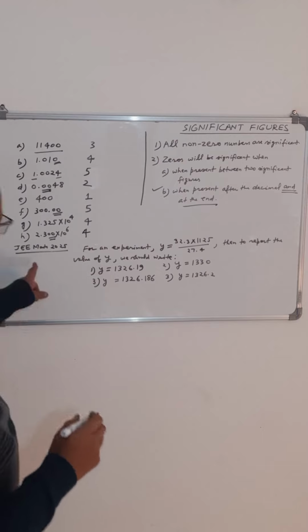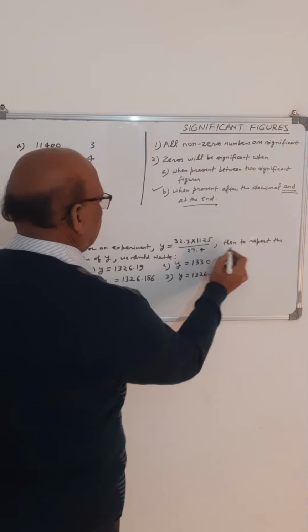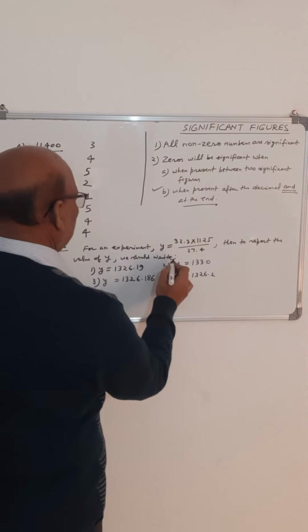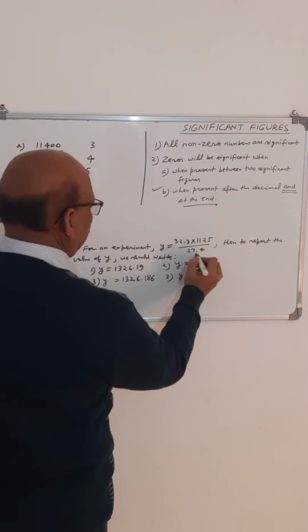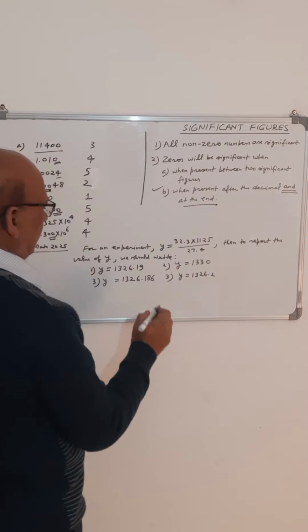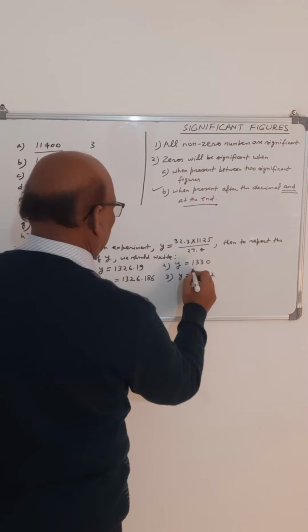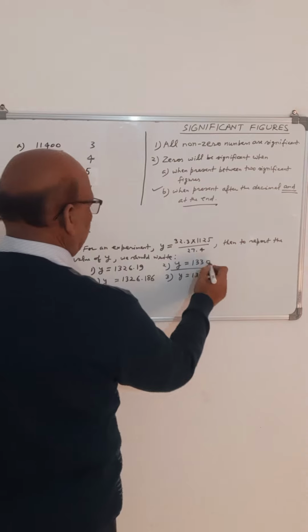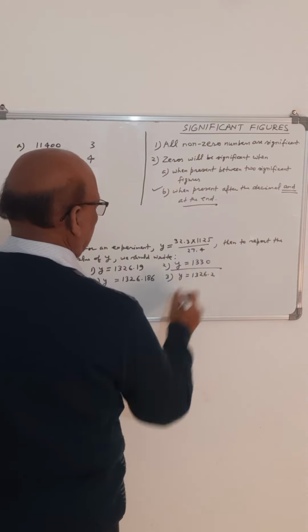Now, this question was asked in JEE Main 2025. For an experiment, y is equal to this much, then to report the value of y we should write y is equal to, okay, so here the minimum number of significant figures present is 3, that is in this as well as this. So we have to consider the answer in the minimum number of significant figures. So here y will be equal to 1330 because this has only 3 significant figures. This zero is not significant.